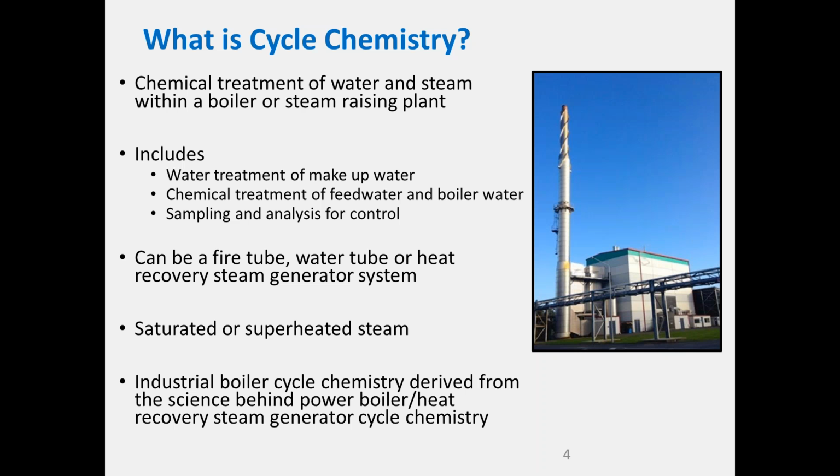So first up, what is cycle chemistry? It's the chemical treatment of water and steam within a boiler or steam raising plant, and it encompasses the water treatment, the makeup water. You've got to put water into that boiler somehow, so you normally have to do some kind of treatment to that. It's the chemical treatment of the feed water and the boiler water. These two things are normally addressed separately, and then also the sampling and analysis for control. You can't control what you can't measure, so one way or the other you need to know what's going on. And this could be a fire tube or a water tube, or what we call a heat recovery steam generator system.